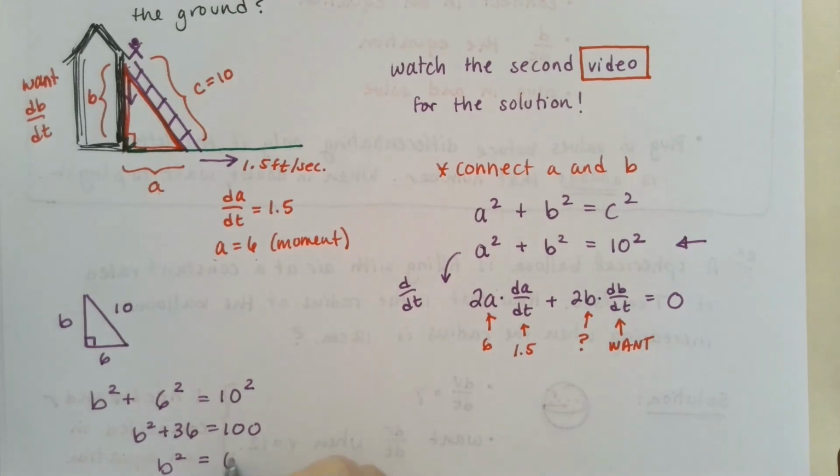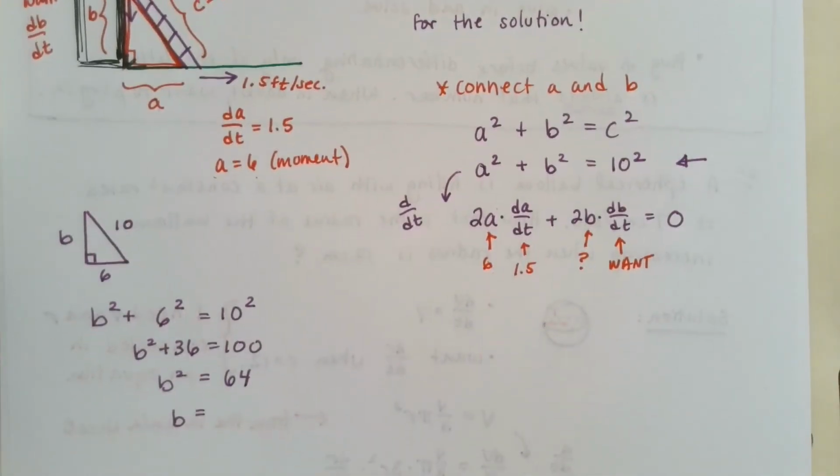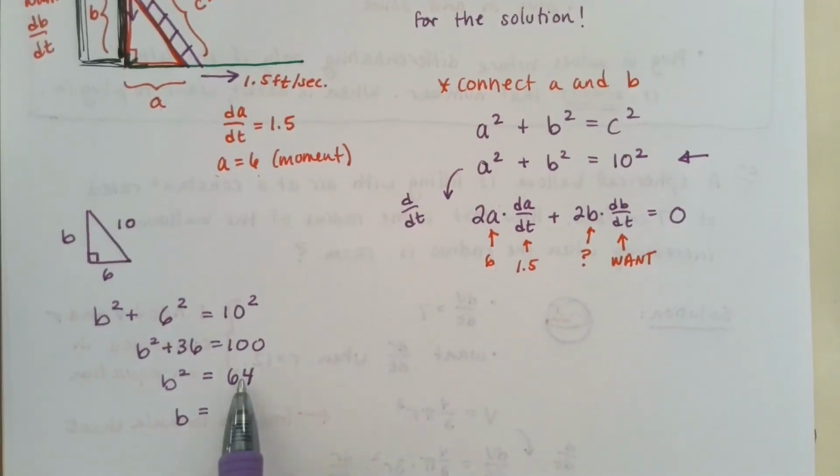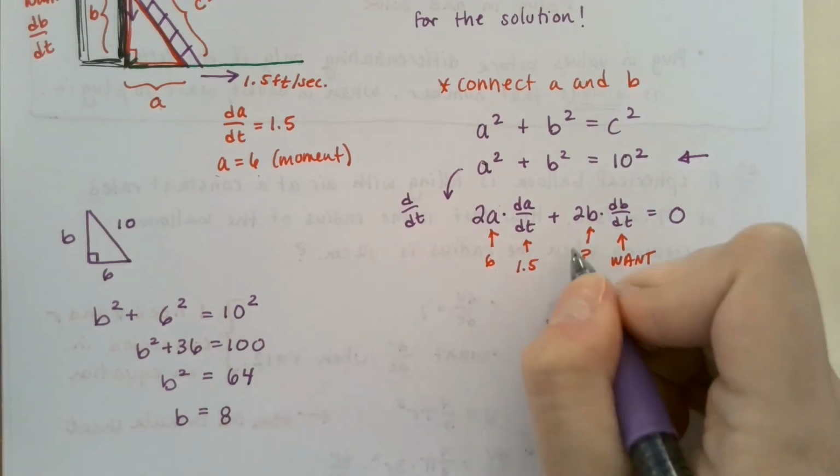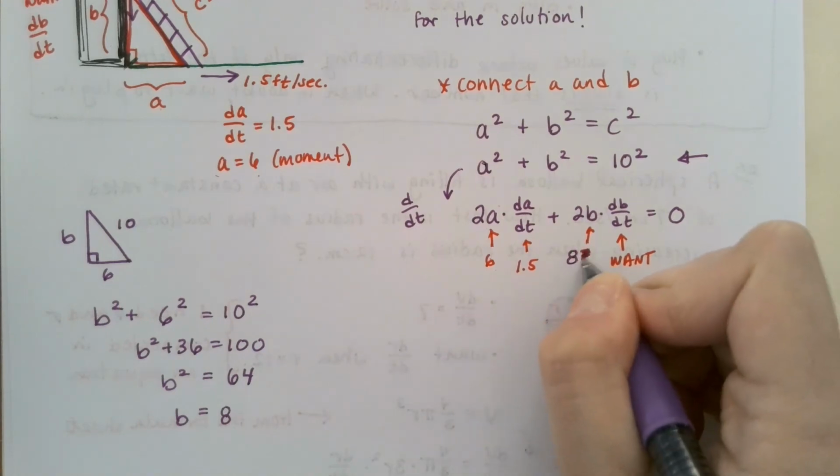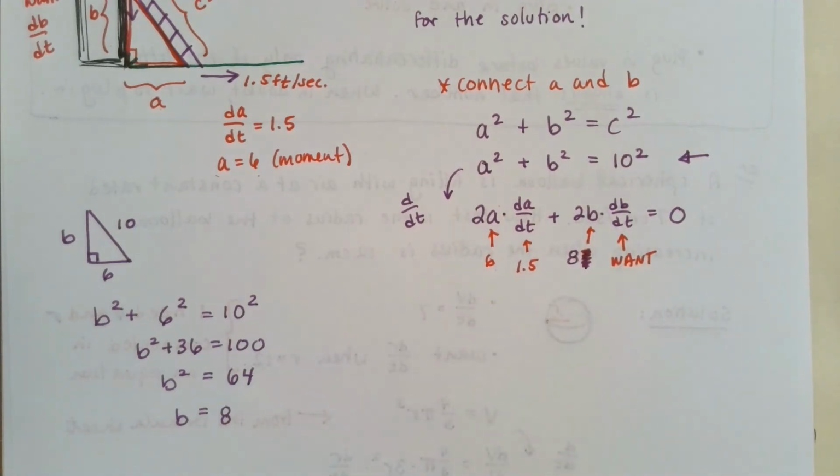Yeah, 64. So b, technically it's the plus or minus square root of 64. Almost ran out of space there. Technically we say plus or minus root of 64, so plus or minus 8. But I'm going to just say positive 8 here because we're talking about a height, right? So clearly it's the positive version. So 8 is what I'm going to plug into that spot right there. And now I have enough to keep going.